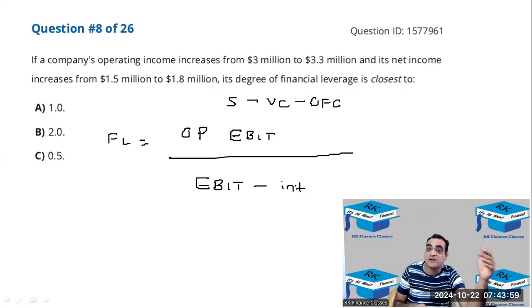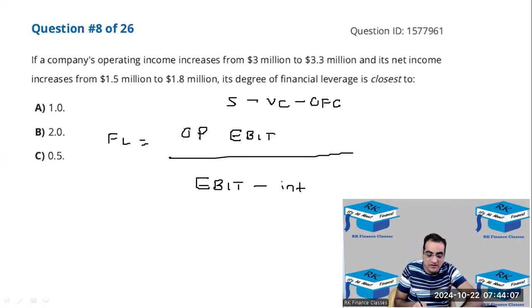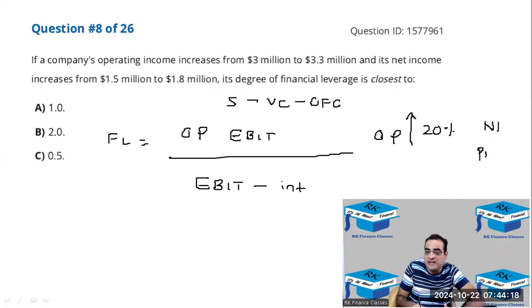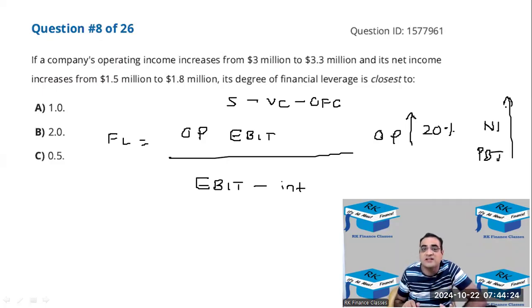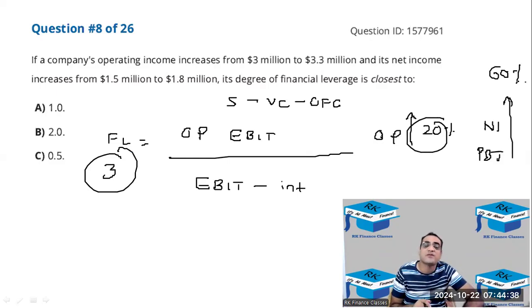Sales minus variable cost minus operating fixed cost, that is EBIT in the numerator, and divided by EBIT minus interest in the denominator. And how do you use this? Basically, it is used to connect operating profit with either net income or profit before tax. So for example, operating profit increased by 20%. So net income or PBT both are going to increase by how much? Obviously, अगर operating profit increase हो रहा है तो net income, net profit या profit before tax will also increase. But by how much? उसी के लिए financial leverage. अगर financial leverage is let's say 3, then 3 into 20%, net income will increase by 60%. So that is what is the concept of financial leverage.